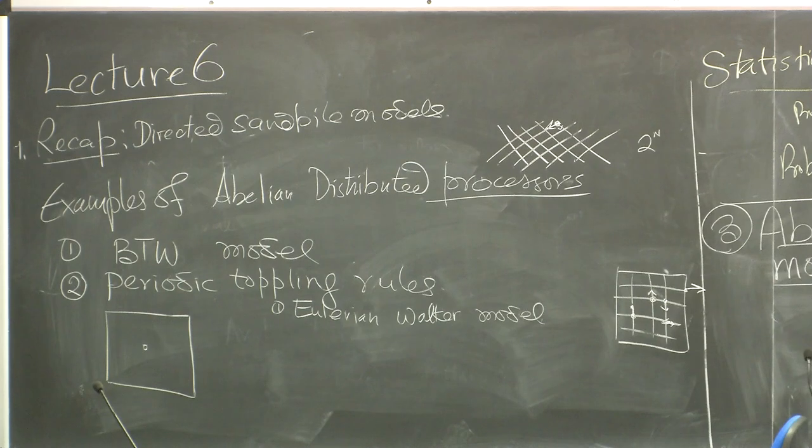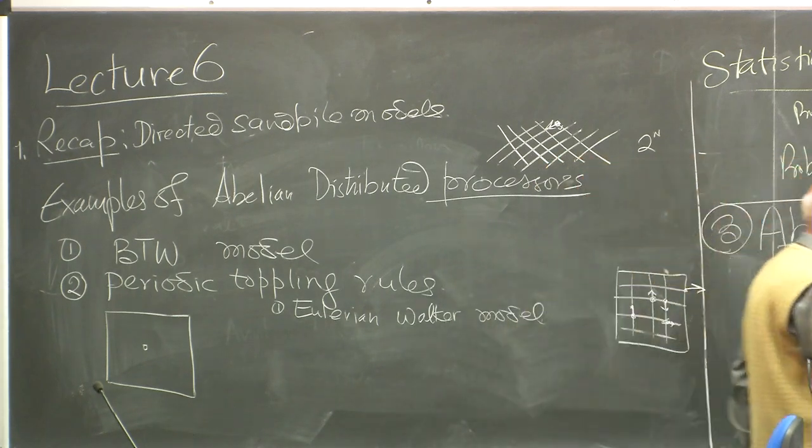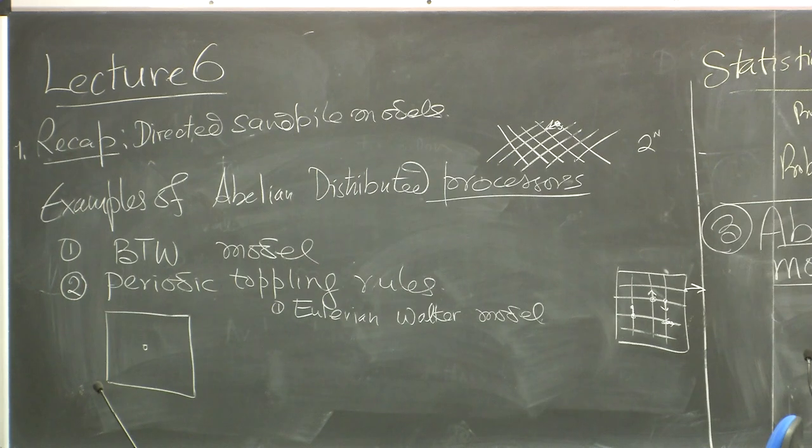Okay? So that's my dynamics. Seems fairly straightforward. You add one particle at a time, and that particle does a deterministic walk. Because once I drop a particle, it has a fixed rule. It says go there. This guy says go there. This guy says go there. It keeps on going until it leaves. And then you drop a new particle and it does the same.